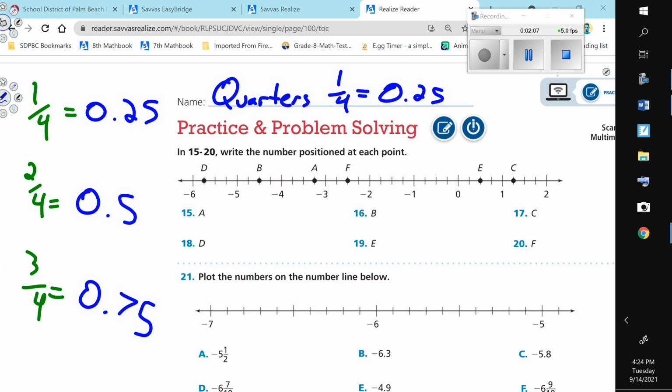We're going to go back to this chart a few times today. So number 15 we've already done. A, what's the number position? I'm going to tell you to write the number as a fraction and a decimal for at least these, maybe even more at the bottom. So A, -3, and there's 1, 2, 3, 4 sections. So that's -3 and 1/4. We should have already done that in class, or -3.25.